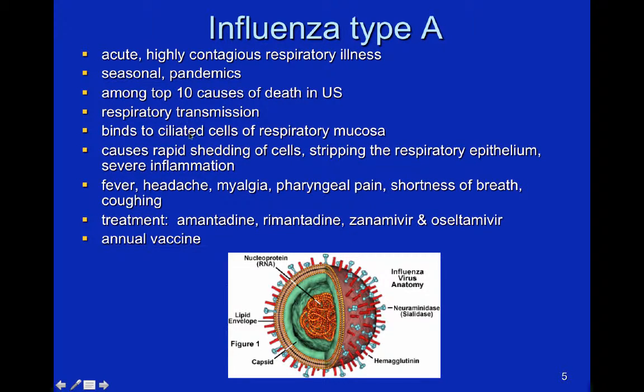So the virus will bind to ciliated cells of the respiratory mucosa, and it causes rapid shedding of the cells, stripping the respiratory epithelium, and resulting in severe inflammation.